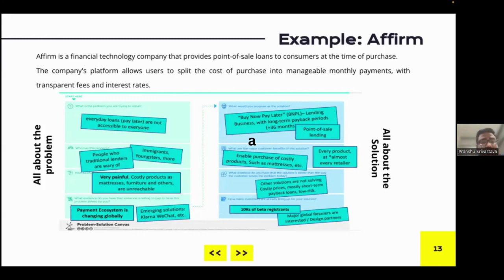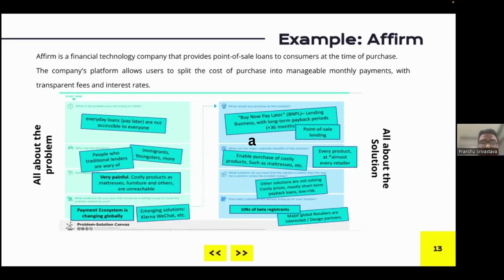Who has the problem? Immigrants or youngsters, or general traders. Everyone faces this problem because everyone wants credit. How painful is it? It is very painful, because if the customer does not have money, they cannot afford costly things. If I have the EMI feature from day one, I can afford more things. So my affordability increases, and by converting the same amount of money into EMIs, there is a much bigger opportunity size for the product and for the customer. It's a win-win.